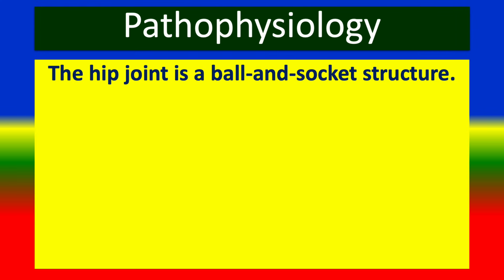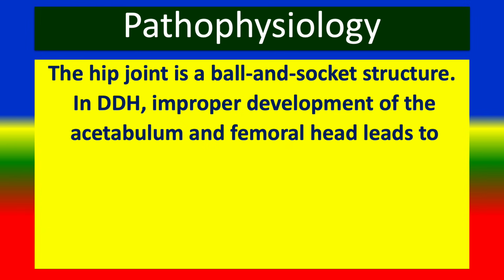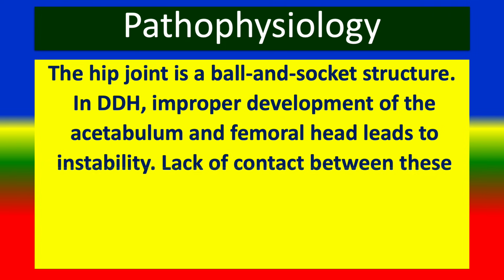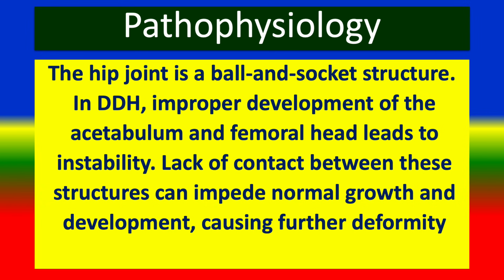Pathophysiology. The hip joint is a ball and socket structure. In DDH, improper development of the acetabulum and femoral head leads to instability. Lack of contact between these structures can impede normal growth and development, causing further deformity and dysfunction.